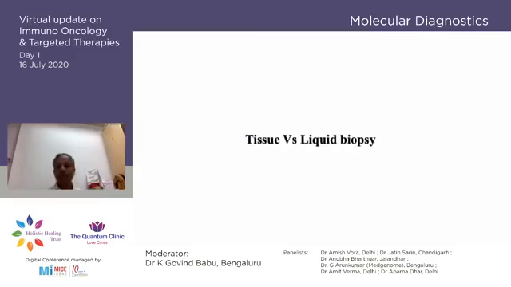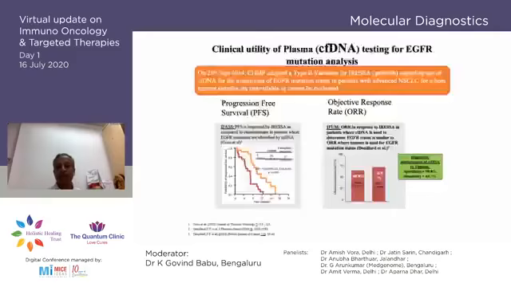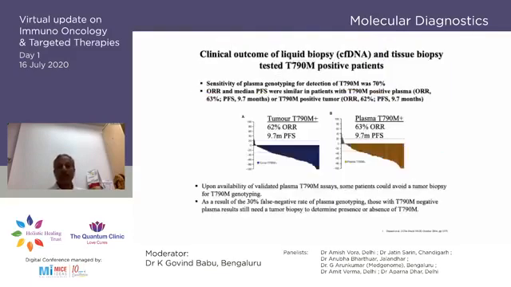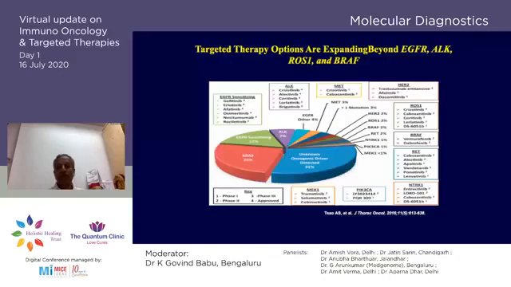Tissue versus liquid biopsy, we discussed this in breast. In lung cancer, again, we have data looking at EGFR. This is for objective response and PFS, showing you that whether you test in the DNA or in the tumor tissue, your responses are very similar. So also for the T790M mutation. So that is an established role, where you can do either liquid biopsy or tumor tissue.